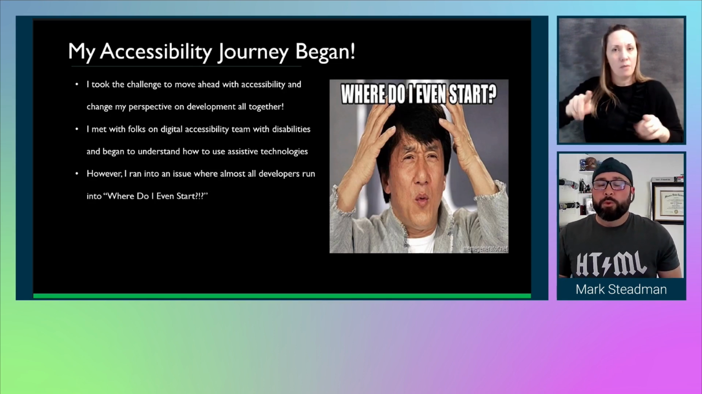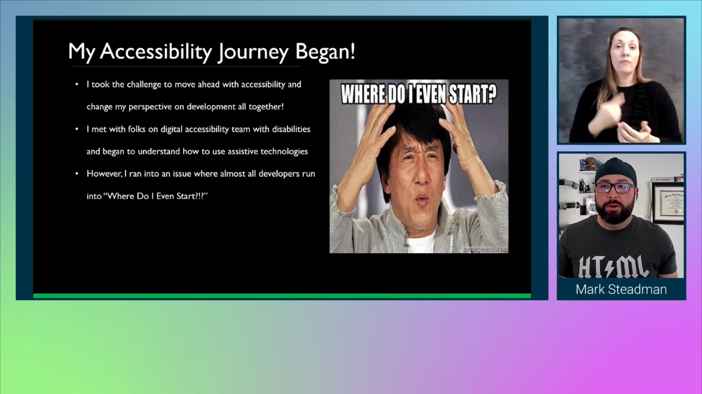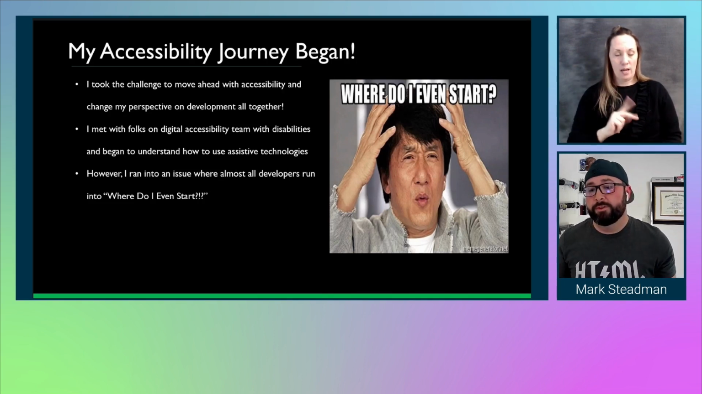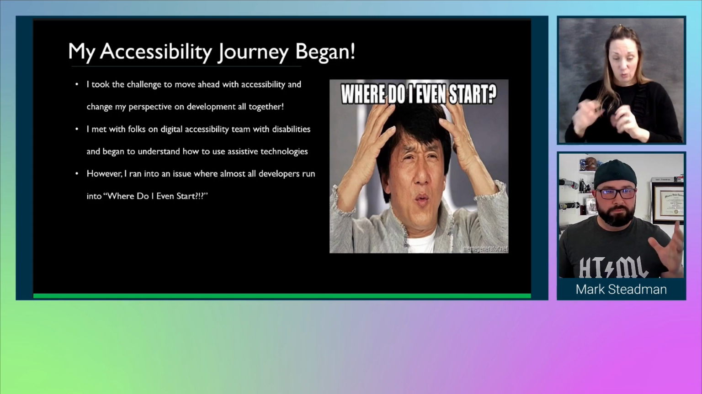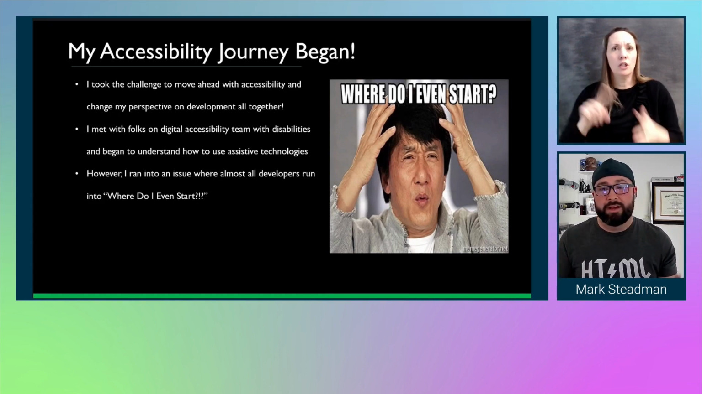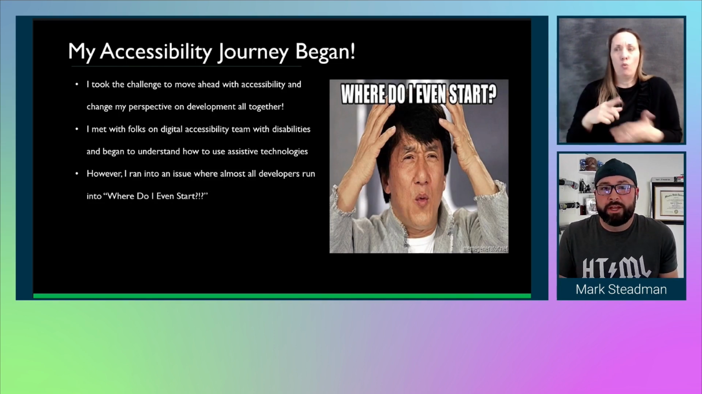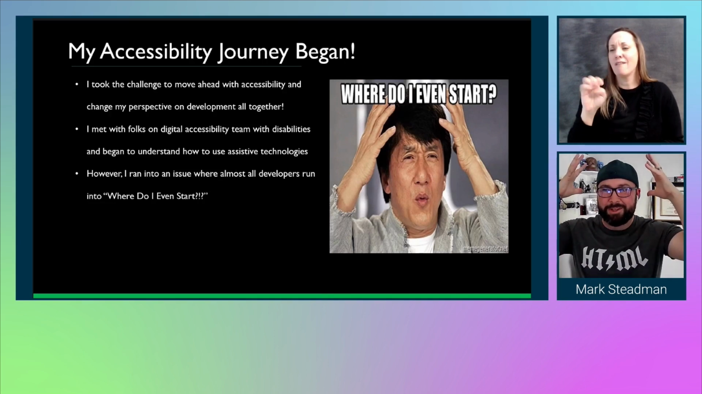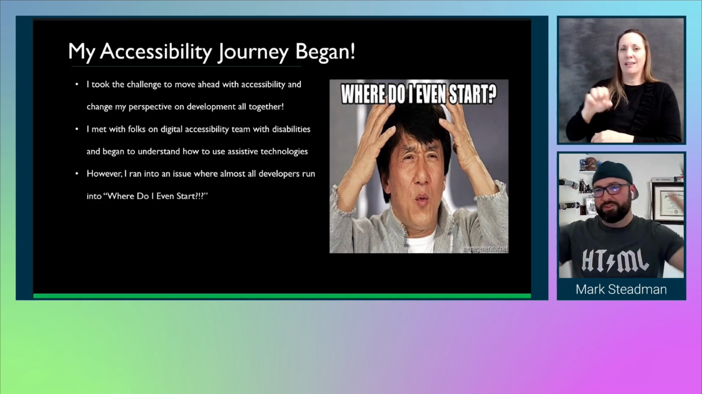So the one thing that I ran into, though, after I had that moment of impact, is I said, okay, I have 256 individual accessibility issues. How in the hell do I fix these, right? Every developer runs into this. I have no idea where to start. What am I doing? What do I even do, right? And I have on here one of my favorite memes. This is Jackie Chan with both hands next to his head. It says, where do I even start, right?